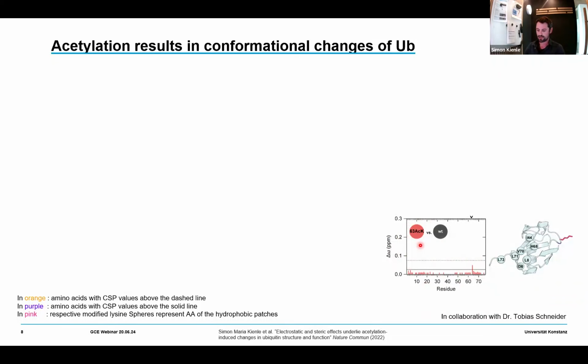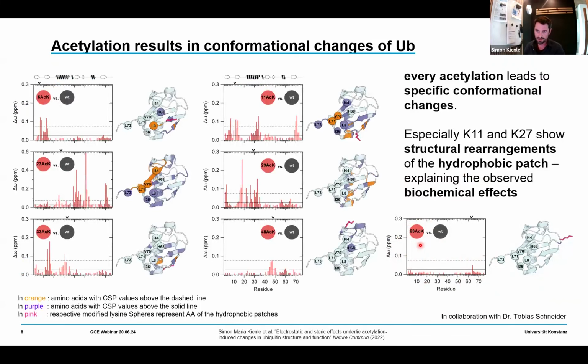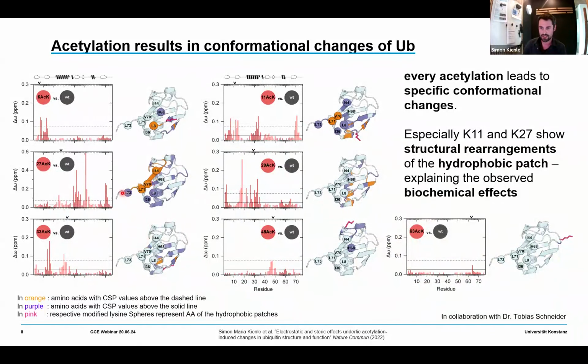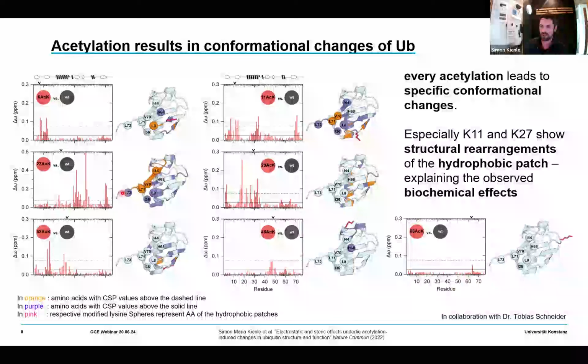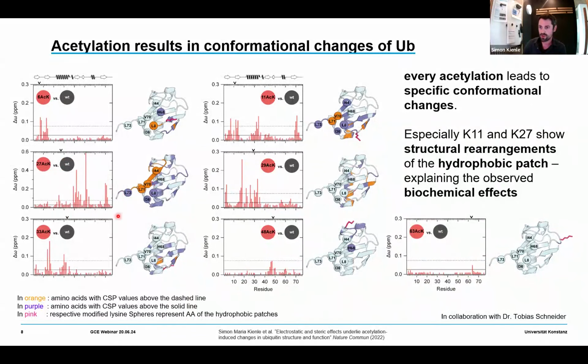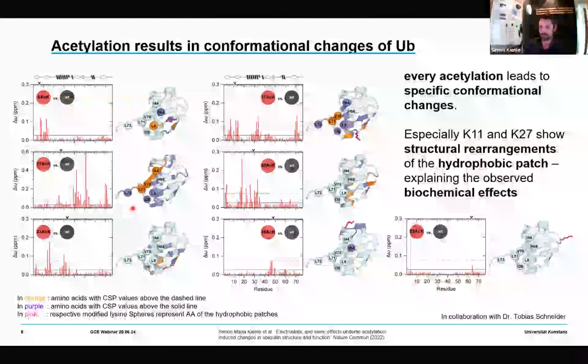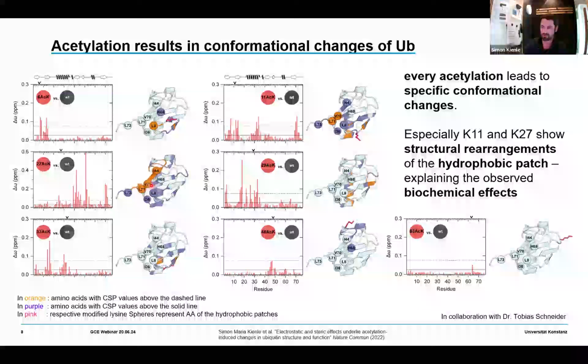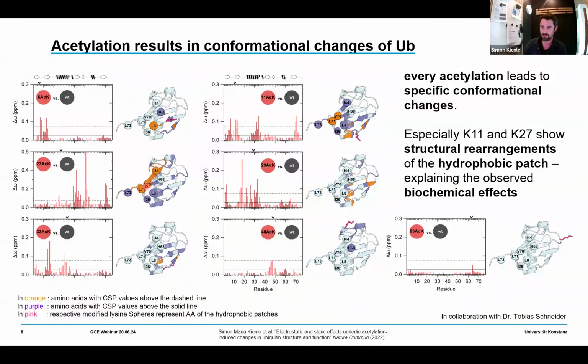We then also investigated the other acetylated ubiquitin variants. And what we found is that all ubiquitin variants showing a biochemical effect in the auto-ubiquitination also show chemical rearrangements at the hydrophobic patch of ubiquitin, which is around isoleucine 44, and here shown in orange, meaning that this is a strong chemical structural rearrangement at that site.